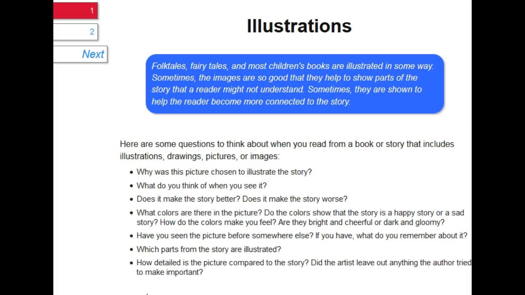Have you seen the picture before somewhere else? If you have, what do you remember about it? Which parts of the story are illustrated? How detailed is the picture compared to the story? Did the artist leave anything out the author tried to make important?